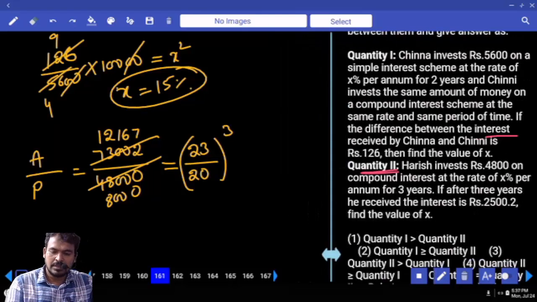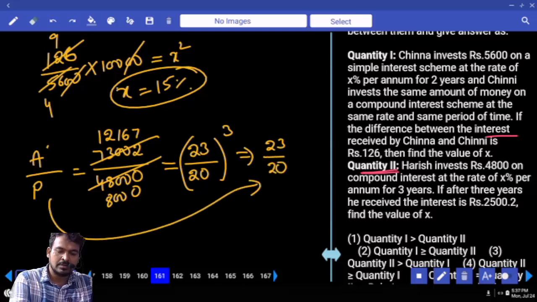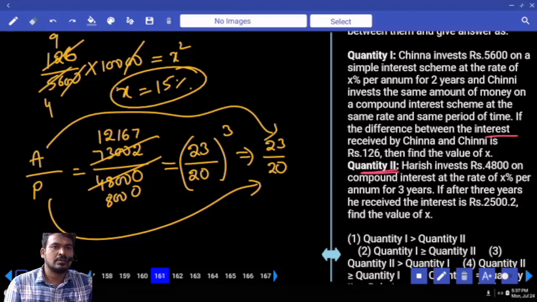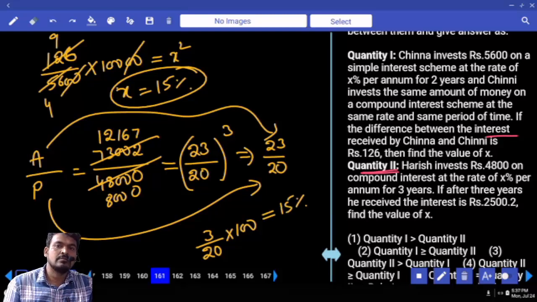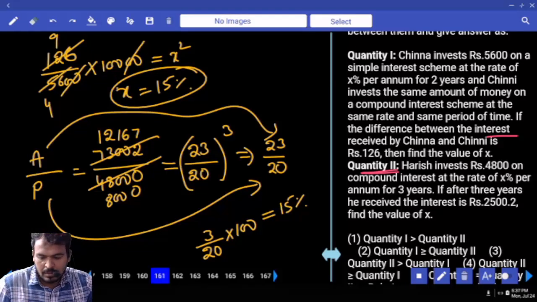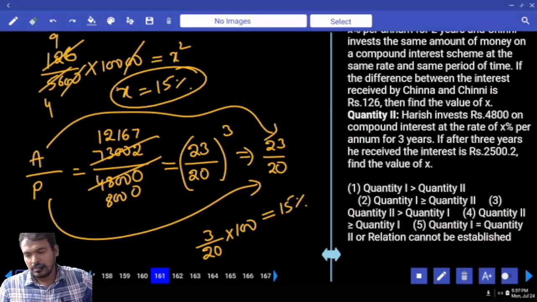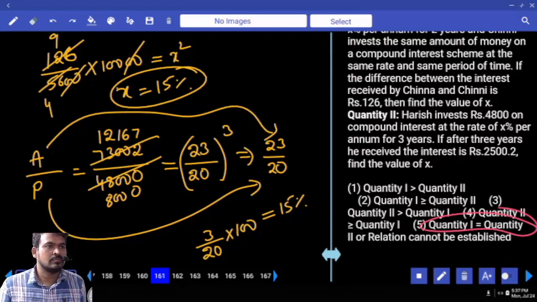Power 3. Then what is the 1 year value? 23 by 20. Principal is how many parts? 20 parts. Amount is how many parts? 23 parts. What is the interest value? 3 parts. 3 upon 20 multiplied by 100. What is the rate? 15%. What is the Q1 value? 15. Q2 also 15. What is the answer? Q1 equal to Q2.